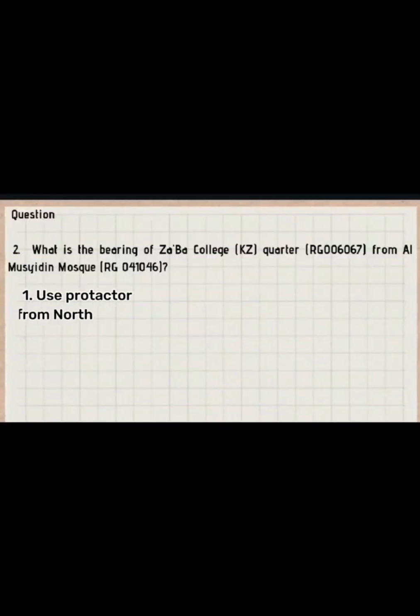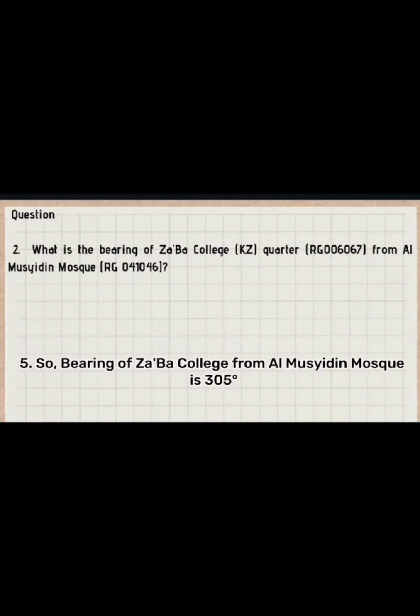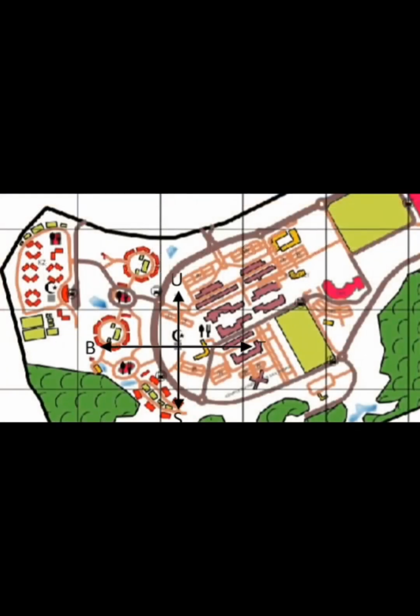Okay, the second question is, what is the bearing of Zahaba College from Al-Mushidin Mosque? So in this question, we can use a protractor to determine the bearing of Zahaba College. In order to determine the bearing, students should know that the bearing is always measured clockwise from the north. The bearing is the angle clockwise from north to west, subtract theta.